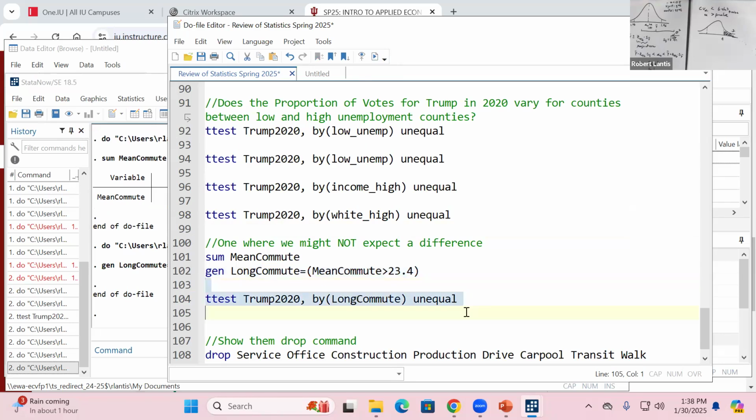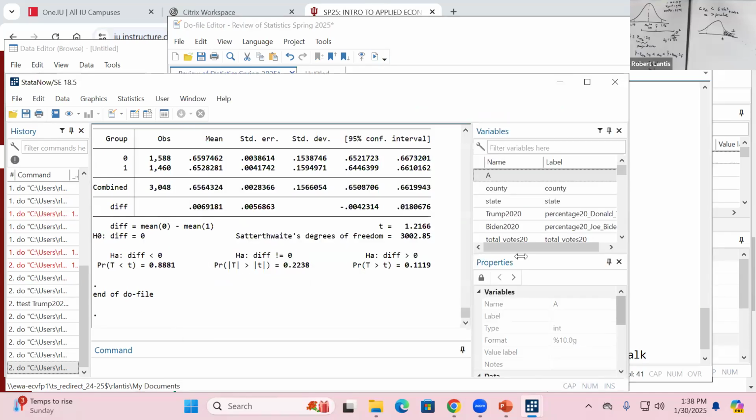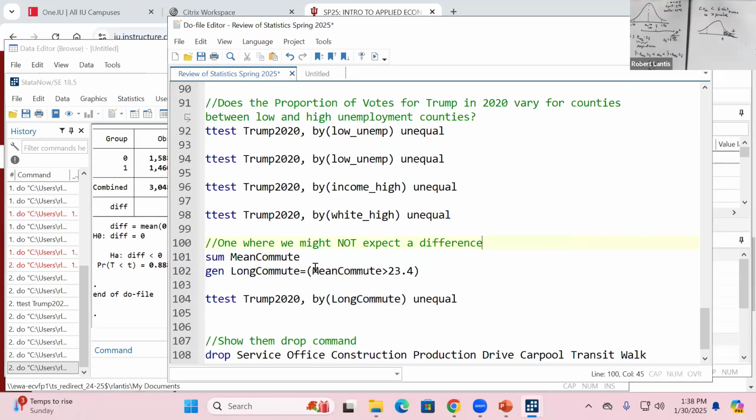I'm then going to run this t-test command. Once again, I literally did this yesterday. I copied, pasted this down here, changed this word to my new variable that I created, this indicator variable of long commute. Okay. If I now run this, what's my p-value? 0.22.